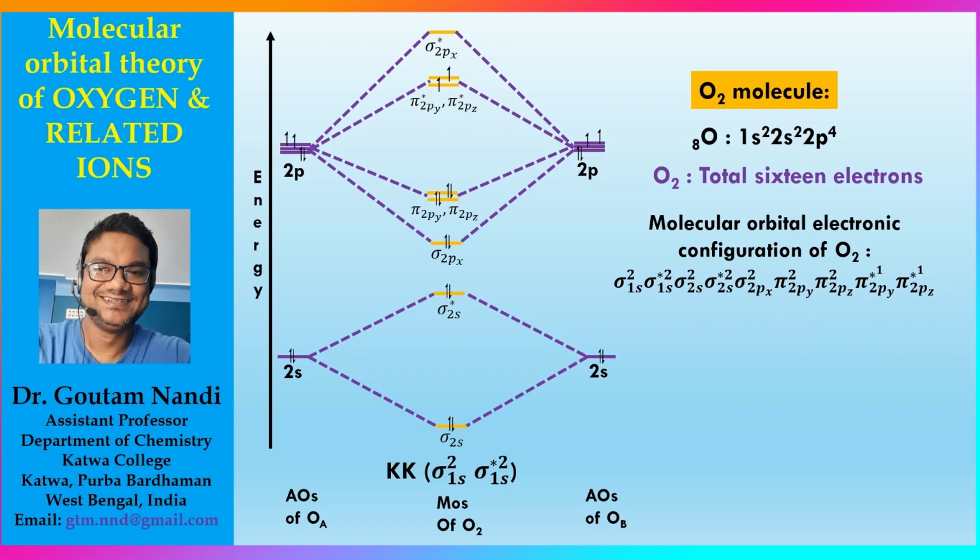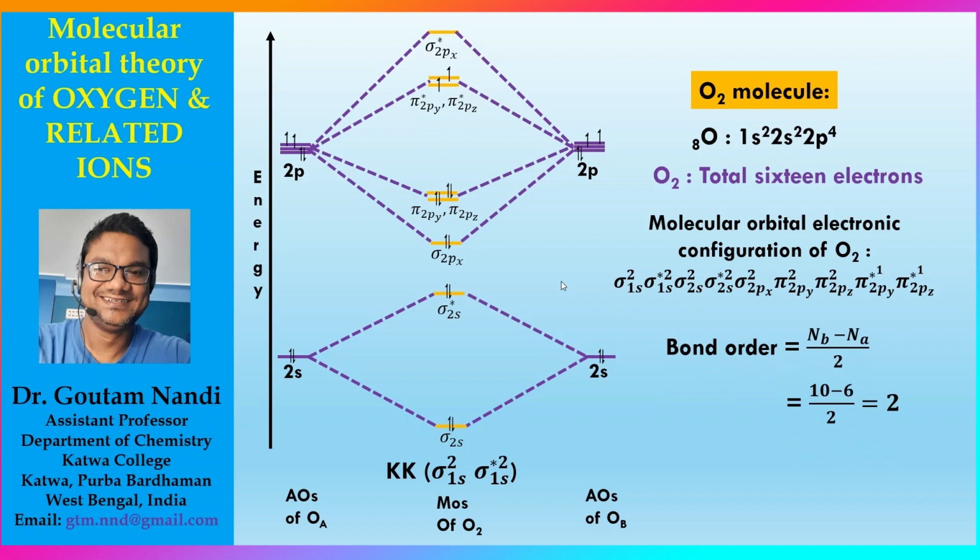Now, let us try to calculate the bond order of the O2 molecule. For that, we need to know the total number of bonding electrons and the total number of antibonding electrons. So from the diagram we can see that the total number of bonding electrons is 10 and the total number of antibonding electrons is 6. The orbitals with the asterisk marks are the antibonding orbitals and those without the asterisk marks are the bonding molecular orbitals. So the bond order will be 10 minus 6 divided by 2, which gives the bond order of O2 as 2.